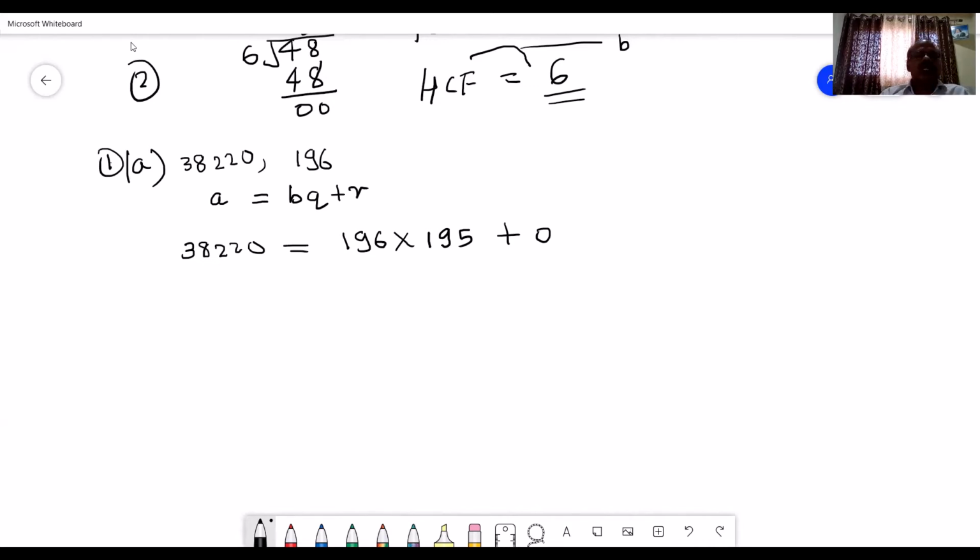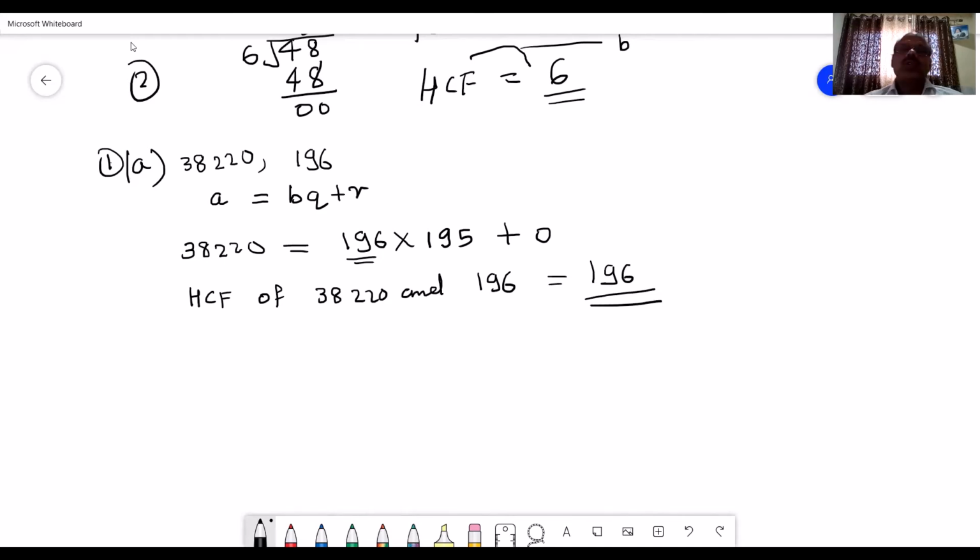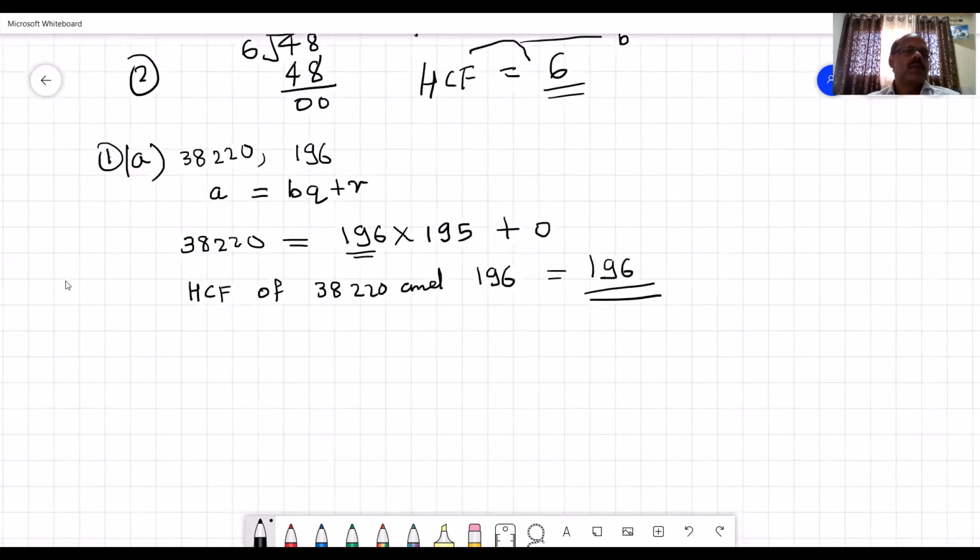So the solution is here itself with the first step, and the divisor, that is 196, will be the HCF here. So HCF of 38,220 and 196 is equal to 196. So HCF is 196. Now let us go to the next part of this question.